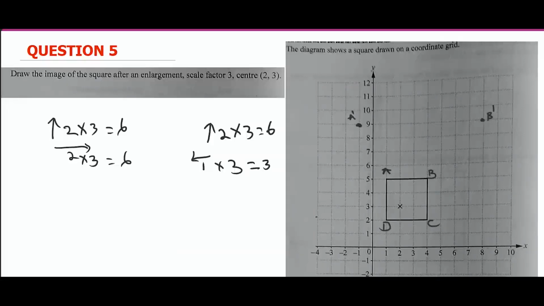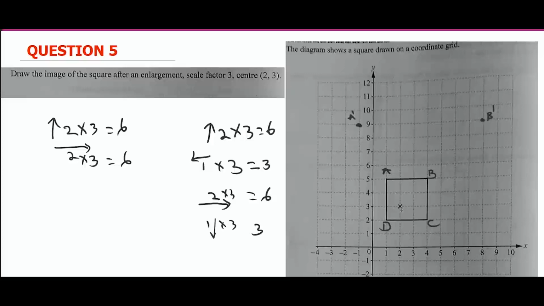Let's count from the center of enlargement to point C. Okay, so let's go right first. 1, 2. 2 to the right and 1 down. So that means it will be 2 to the right and 1 down. So if you multiply it by 3, it becomes 6 to the right and 3 down.